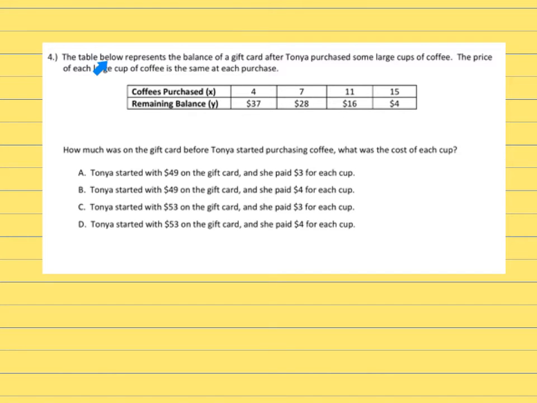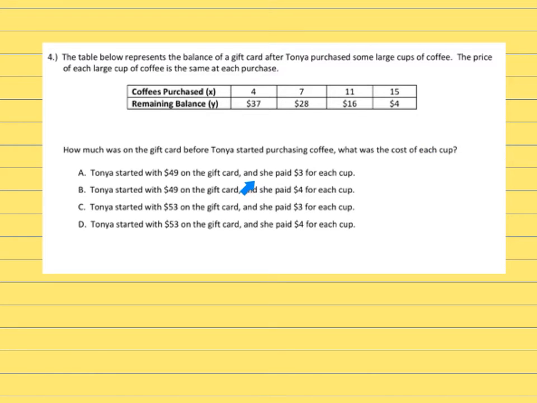Number 4, it says the table below represents the balance of a gift card after Tanya purchased some large cups of coffee. The price of each cup of coffee is the same at each purchase. So when 4 cups of coffee had been purchased, there were only $37 left. And then it keeps going. And after purchasing 15 cups of coffee, there were only $4 left on the gift card. So the question is, how much was on the gift card before Tanya started purchasing coffee? Then what was the cost of each cup?